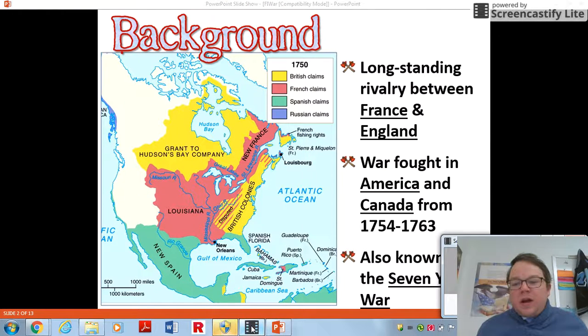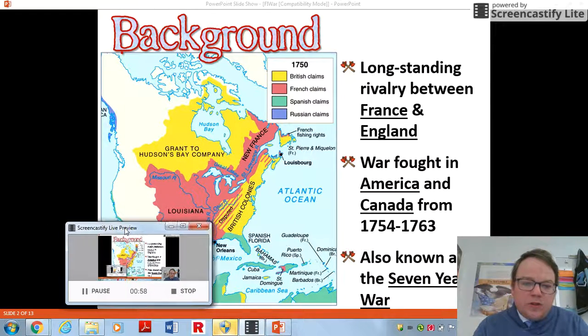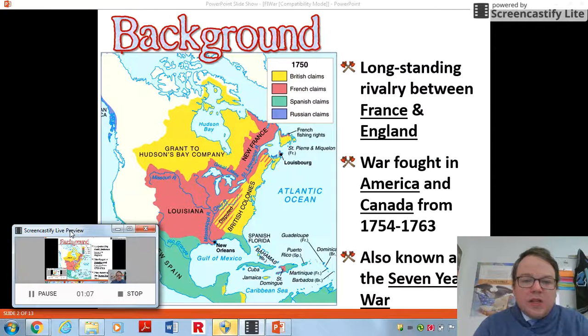So, background of the French and Indian War. As we know, there's a long-standing rivalry between France and England, dating back to the colonial time period. As you can see on the map, there's some disputed land between these two. The war is going to be fought in America and Canada, 1754 to 1763.